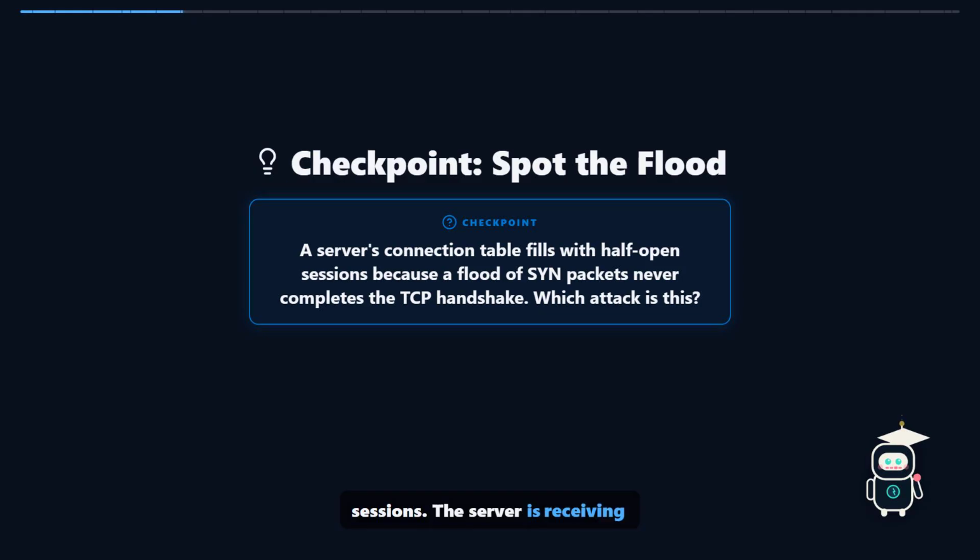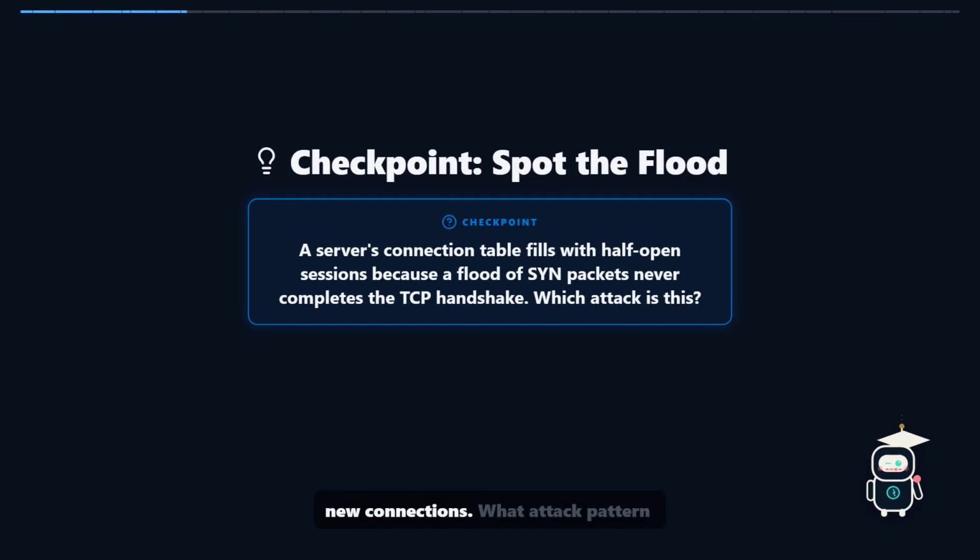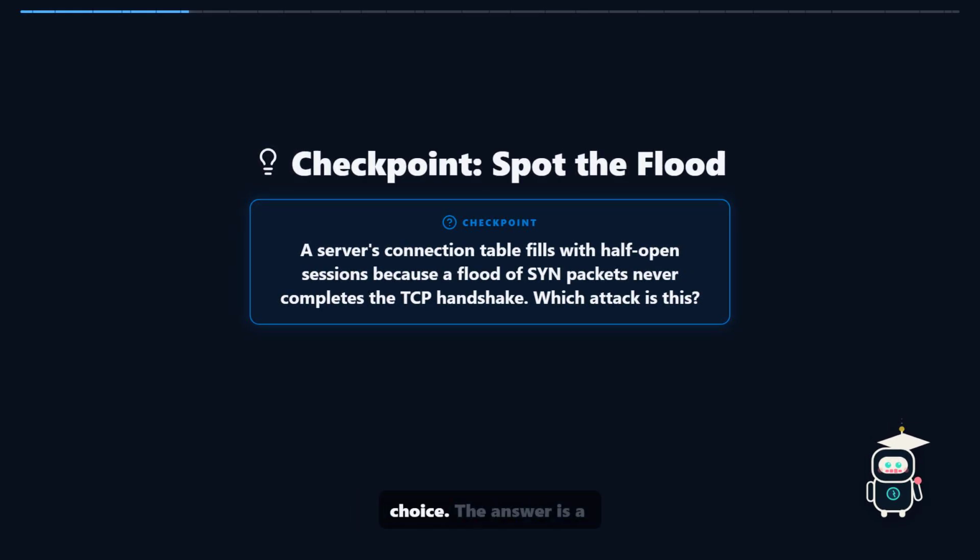The server is receiving a large number of TCP SYN packets, but those connection attempts never complete the TCP three-way handshake. Legitimate users are beginning to have trouble establishing new connections. What attack pattern does this describe? Pause for a second and make your choice.